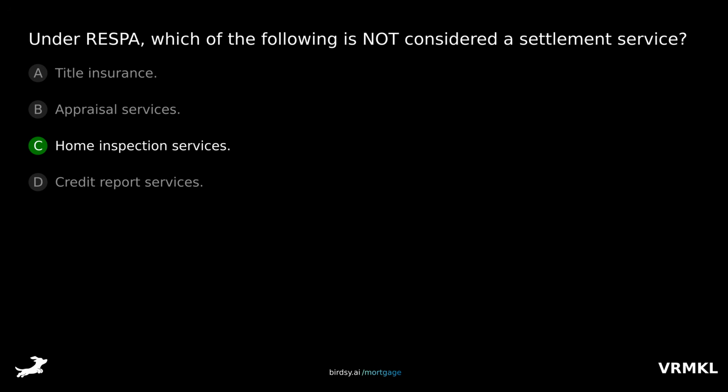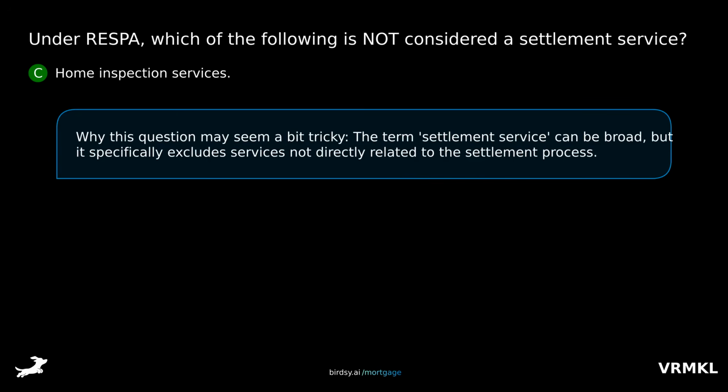The answer is C, home inspection services. Why this question may seem a bit tricky. The term settlement service can be broad, but it specifically excludes services not directly related to the settlement process.